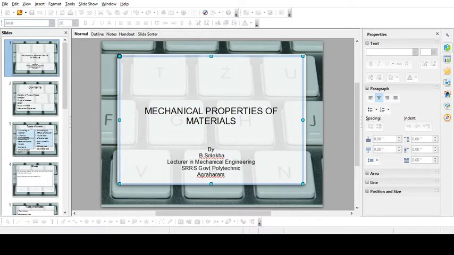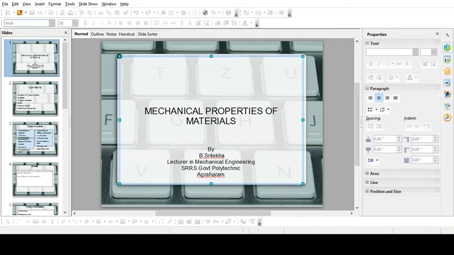Next, brittleness. It is nothing but the ability of the material to fracture with very little deformation, simply breaking of the material. An example of a highly brittle material is glass. What happens to the glass? When you apply a very small force, it will simply get fractured. It simply breaks. So brittleness is defined as the ability of the material to fracture with very little deformation.